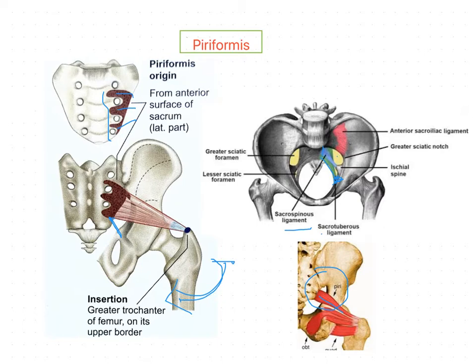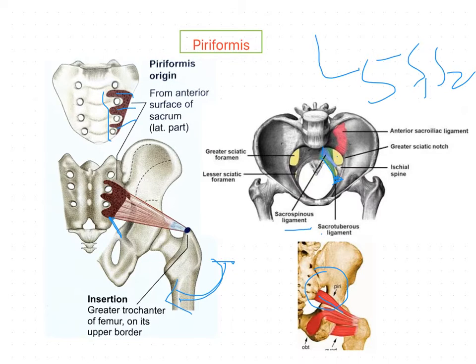It also acts as an abductor of the flexed thigh. The nerve supply is direct branches from L5, S1 and S2. So these are the nerve supply of this piriformis. Now we will move on to the other muscles.